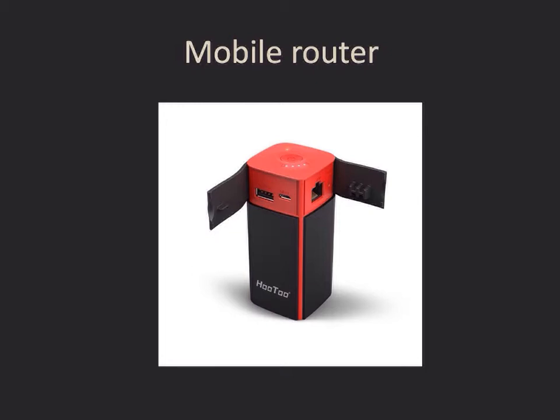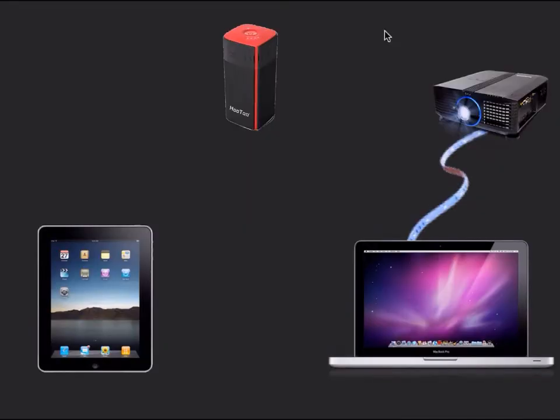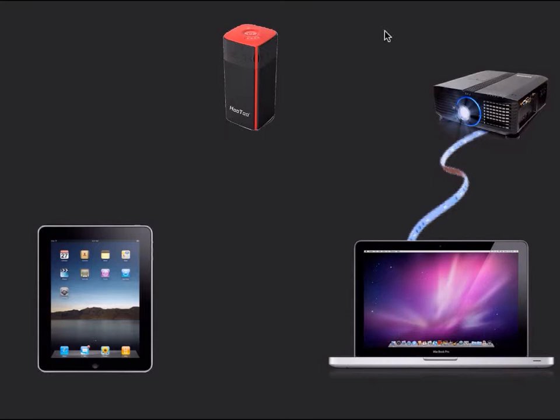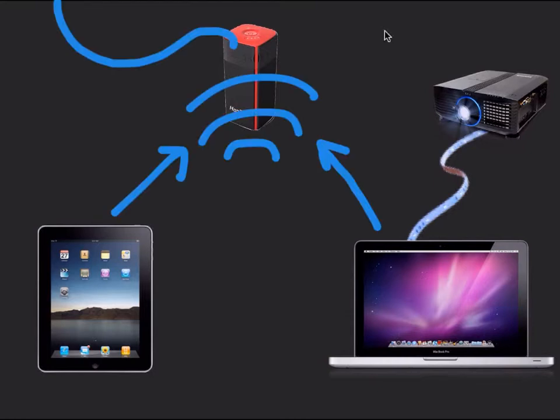These are worth thinking about if you tend to travel a lot and give presentations in a lot of different places with very variable Wi-Fi setups. What these do is they put out their own little Wi-Fi network, which you then connect to with all of your devices. You just look for the name of the Wi-Fi network that they've set up within the choices.